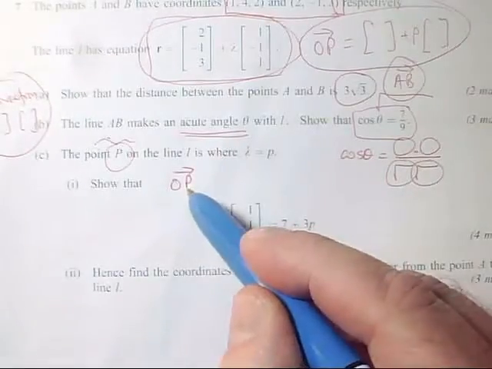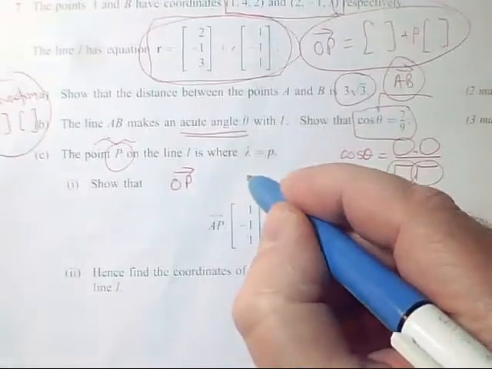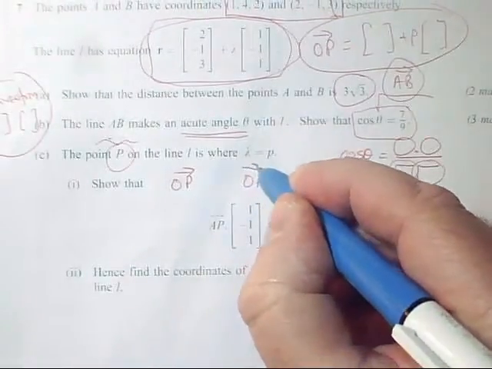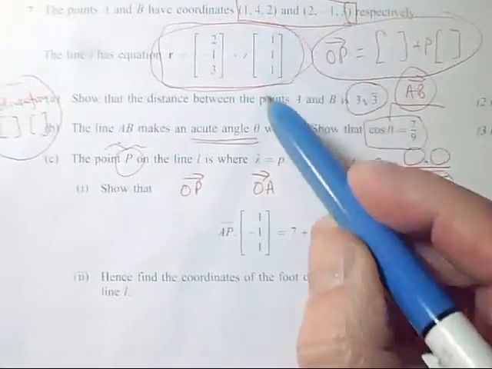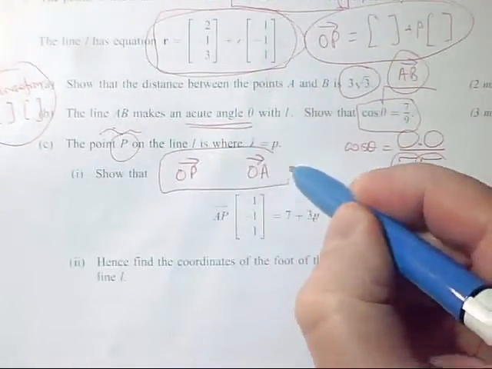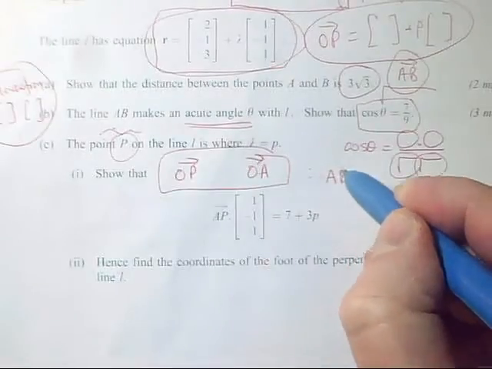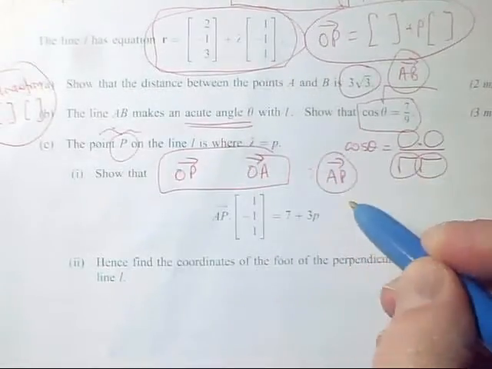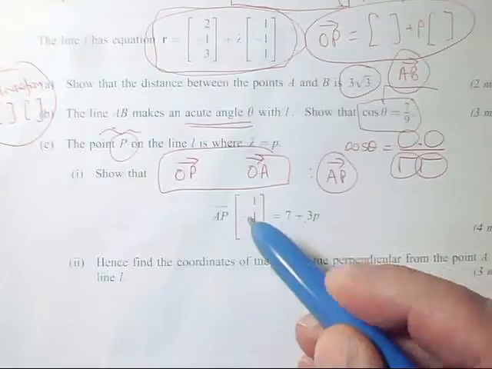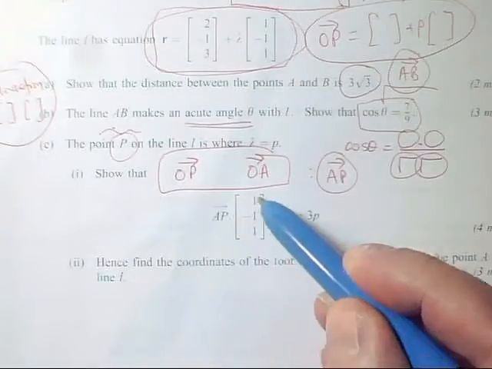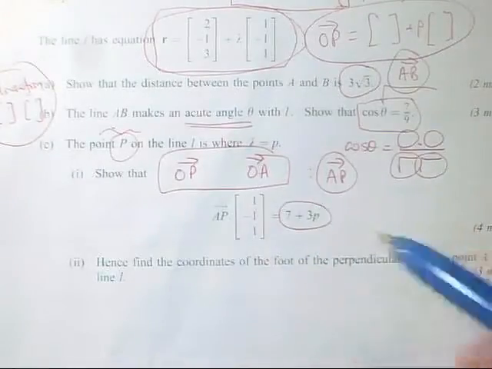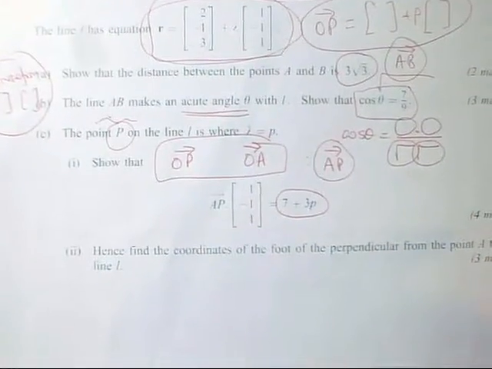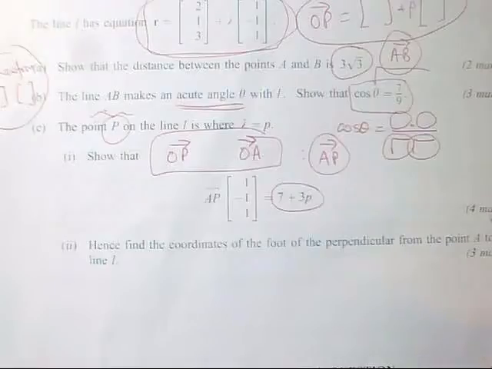So I've got OP from this. I need the vector OA, and OA is easy because I've got the position vector, I've got the coordinates of A. And if I've got OP and OA, then I can write down what the vector AP is. And if I've got the vector AP, then I can do the scalar product of that with 1, minus 1, 1. I can dot them together, and I should get this answer. So that has led me through how to get these 4 marks here.